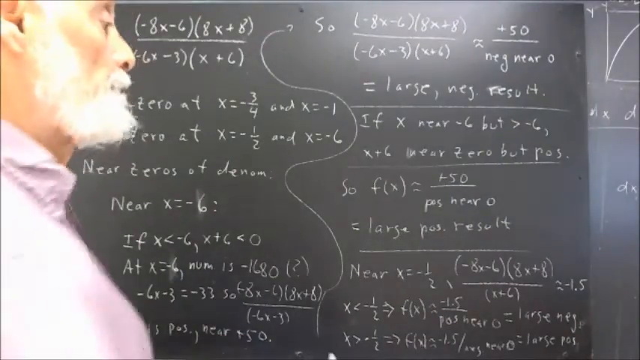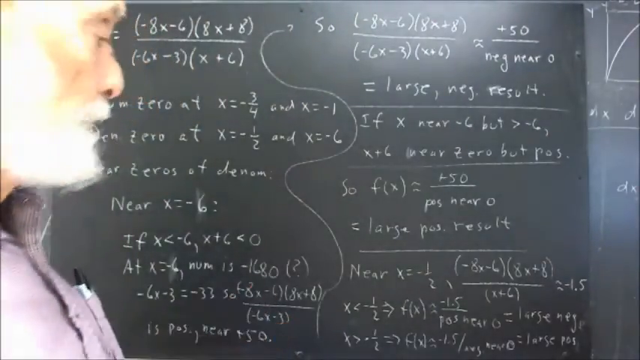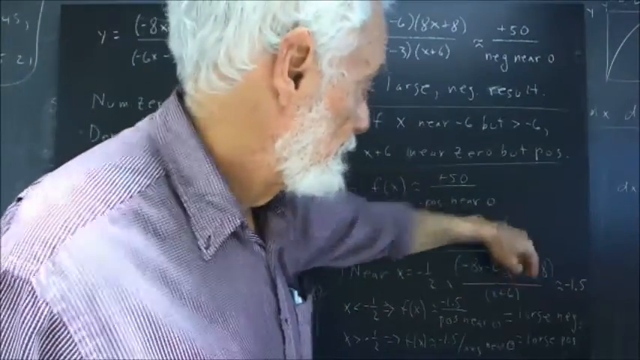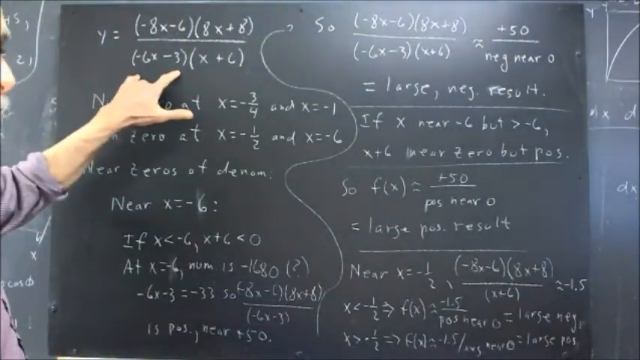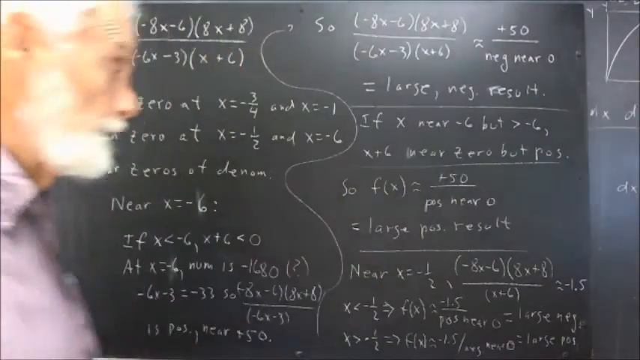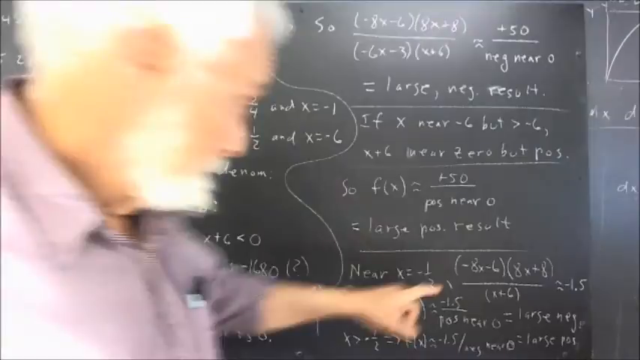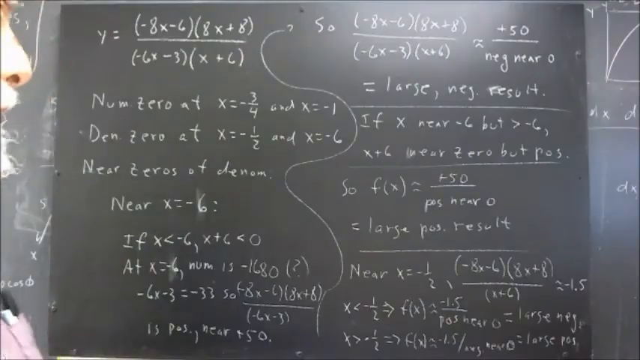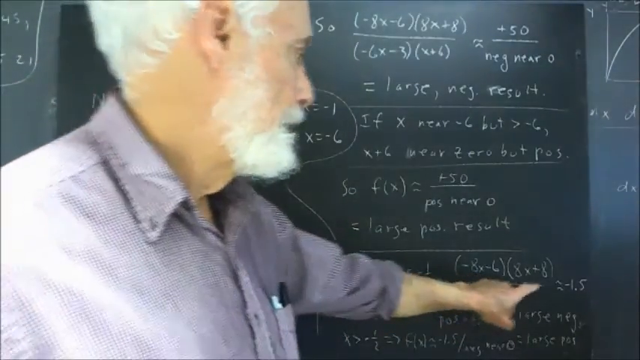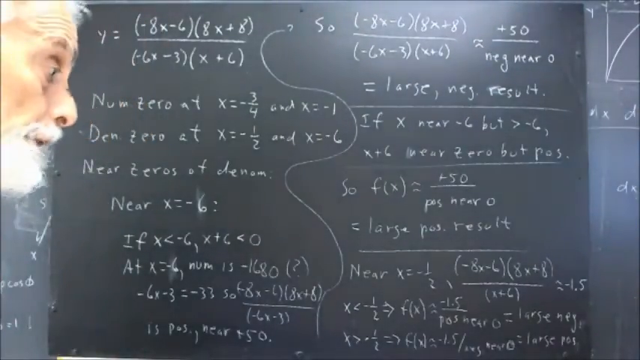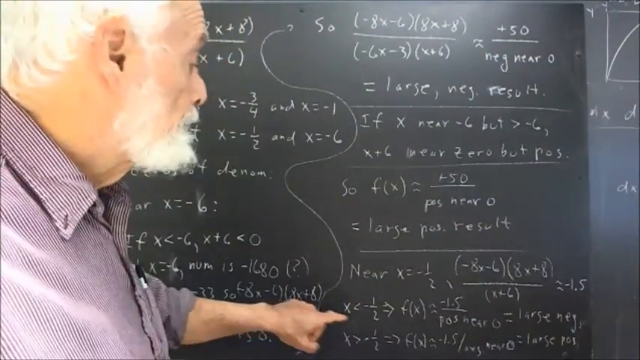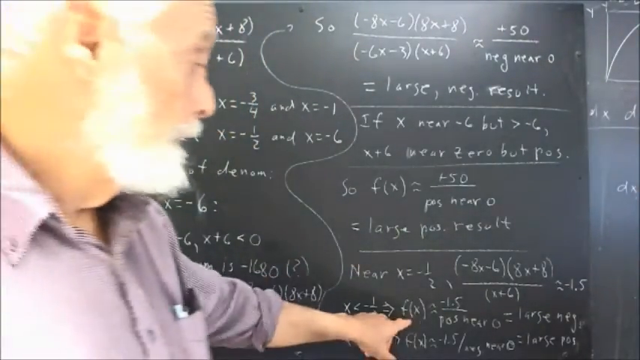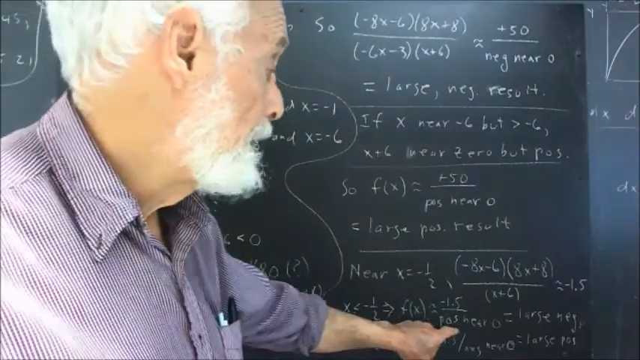Near x equals negative 1/2, the denominator is going to be close to 0. The rest of the function, the negative 8x minus 6 times 8x plus 8 over x plus 6, which is everything but this factor here, which is 0 at x equals negative 1/2. All the rest of the function comes out to something close to, I think, negative 1.5. It's clearly negative because this factor is going to be negative and the other two are going to easily be seen to be positive. So what happens is if x is less than negative 1/2 but near x equals negative 1/2, f of x is negative 1.5 divided by a positive number near 0.